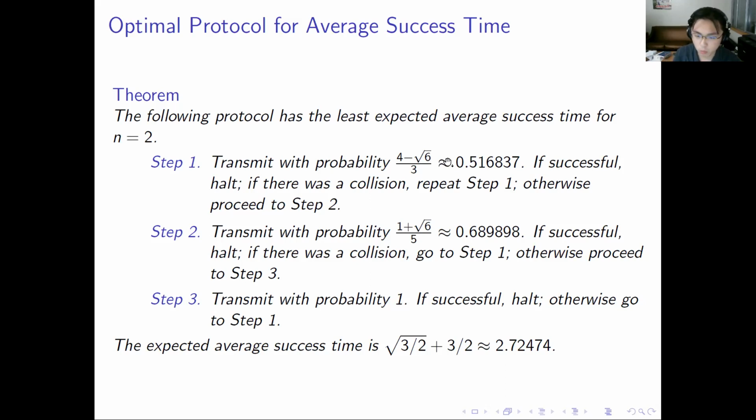Step 2, it sends with probability (1 plus square root of 6) over 5, which is about 0.69. If successful, he just leaves. If not, he just goes to state 3. In step 3, he transmits with probability 1, which means he will almost definitely transmit. If successful, then he leaves. Otherwise, go back to state 1.